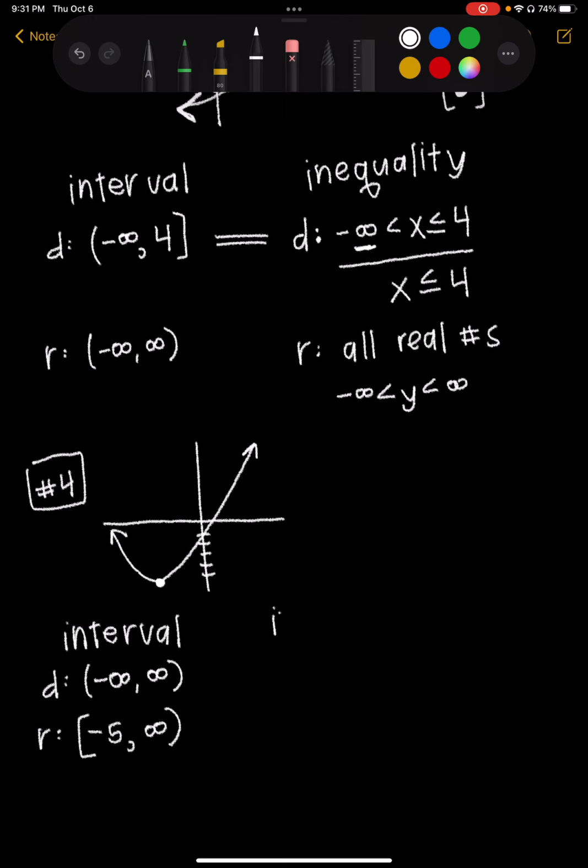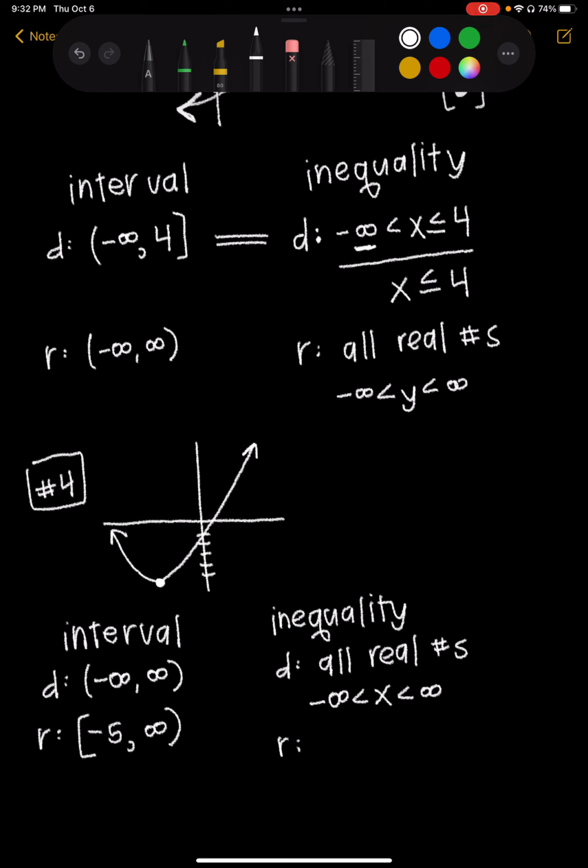Now we're going to do inequality notation. For the domain, because it is from negative infinity to positive infinity, we can just say all real numbers. The other way we can write it is negative infinity is less than x is less than infinity. And then your range, we know that the lowest y is -5 and then the highest is infinity. So the way we can write that is -5 is less than or equal to y is less than infinity.